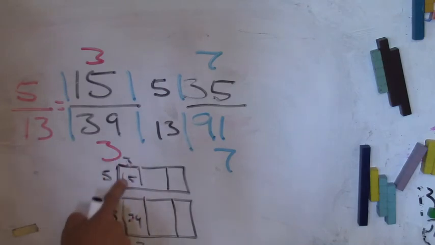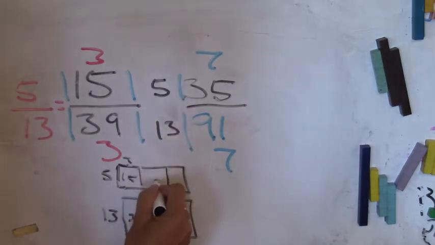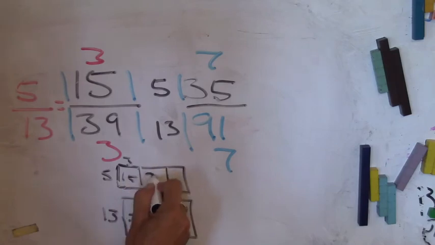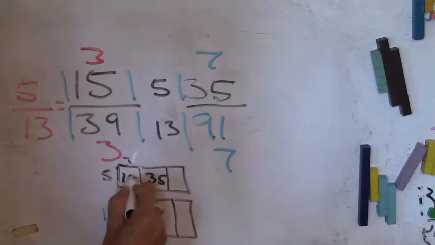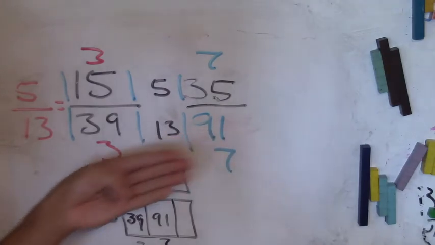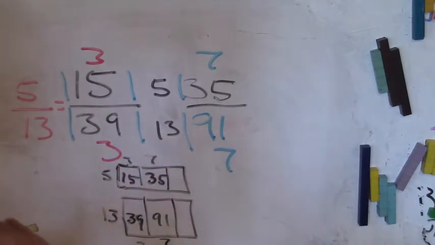5 and 3, 15. 13 and 3, 39. 7 and 5, 35. Oops, now the pen won't write because I left it uncapped that whole time. 35, there you go. There's 15, there's 39. So this has to be 91 because we went over by 7. And you should be able to see your blocks there, right?